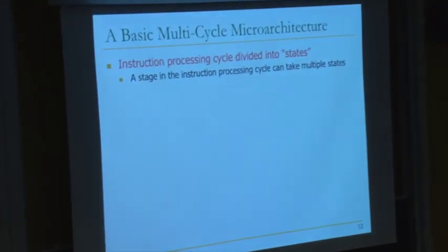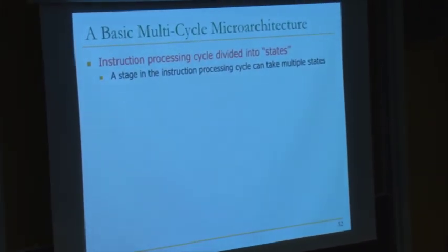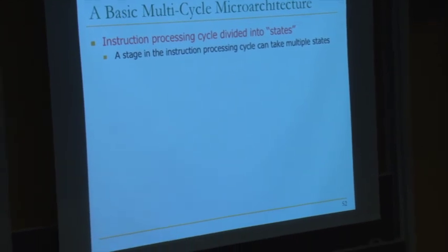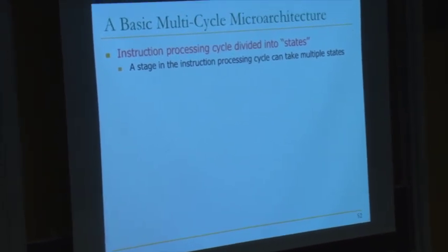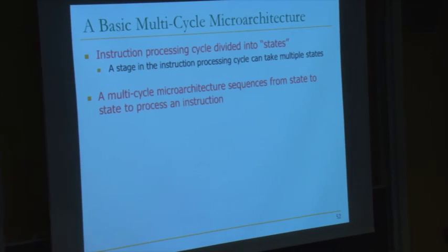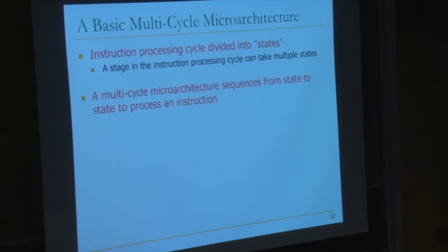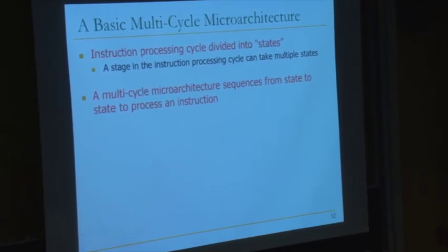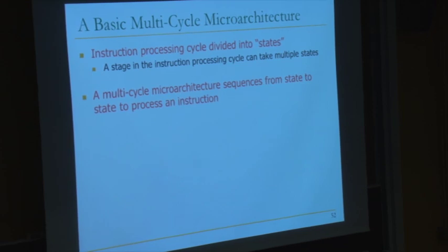Basically, the instruction processing cycle is divided into states. A stage in the instruction processing cycle can take multiple states. As I showed you, fetch takes 3 states here, and it can take more than 3 cycles. And a multi-cycle microarchitecture basically sequences from state to state to process an instruction. That's what you're doing, sequence from state to state.